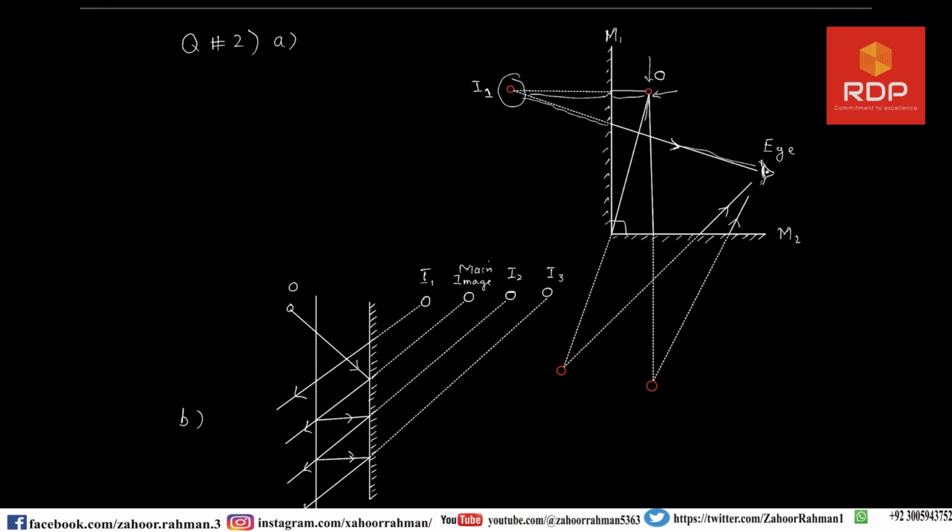The second one will be seen here and it will be directed to this. The third one will be seen here and it will be directed to the eye. So three images will be formed, and that is I1, and this will be I2, and this will be I3. We discussed these techniques in greater detail. If you haven't studied my that lecture yet, go back, study it, and then come back and understand it.